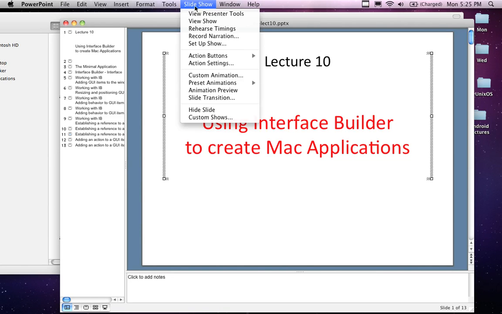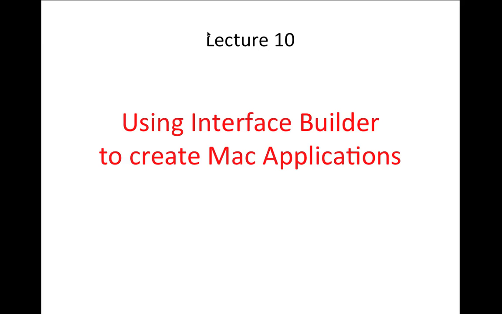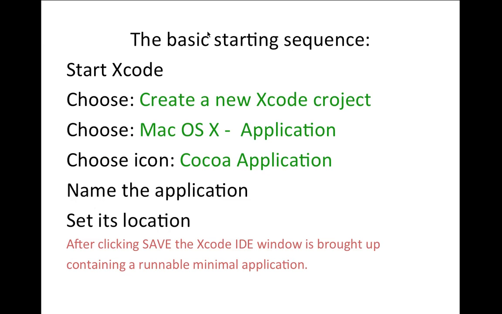Number 10. Oops, there we go. Part 3 of GUI. Using Interface Builder to create Mac applications. The interesting thing is, as you're learning iPhone interface building and iPhone applications, you're actually doing Mac development at the same time. You're doing Cocoa development. So you can do the same thing for a Mac application as you're doing for an iPhone or an iPad application, which is killing a couple of birds with one stone if you think about it.